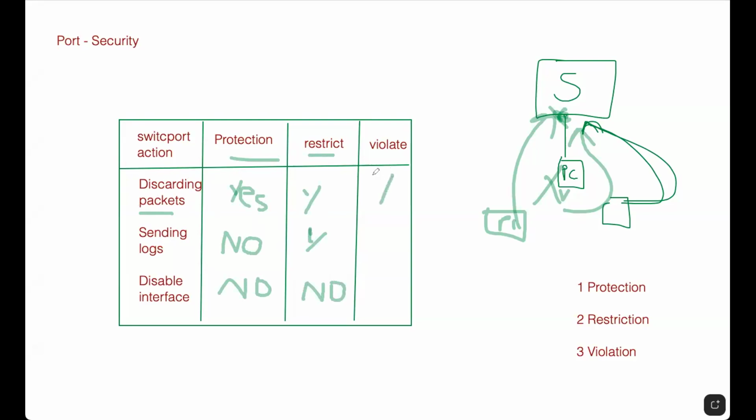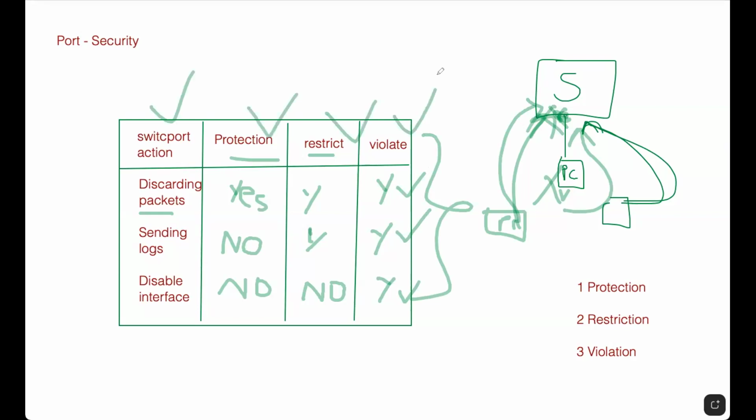Violate. Will it discard the packet? Yes. Will it send the logs? Yes. Will it disable the interface? Yes. So violate is the strongest action you can take. If someone plugs in a PC to the interface, it will discard that packet, it will send the log to the logging server, and it will also disable the interface, completely shutting down that interface. Okay, so that is how you can differentiate the port security actions in a specific interface that you can define.